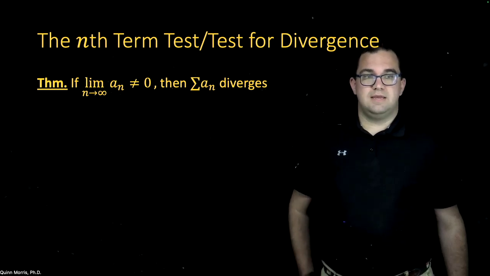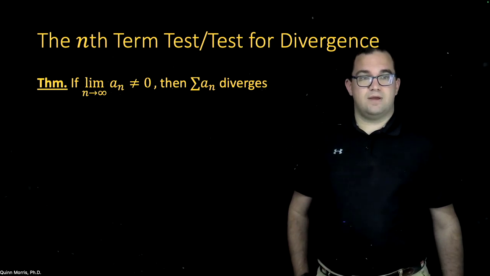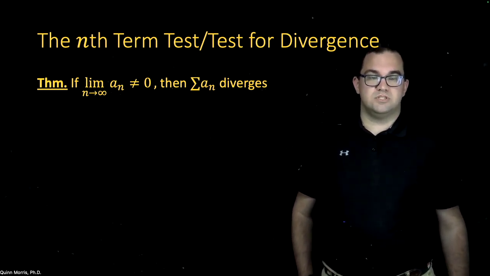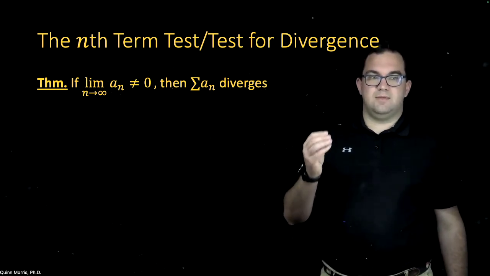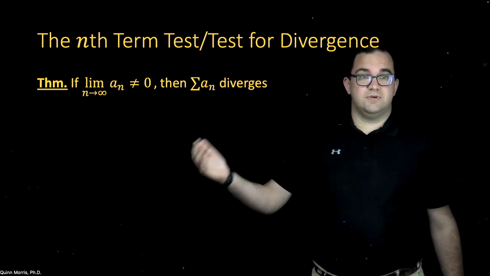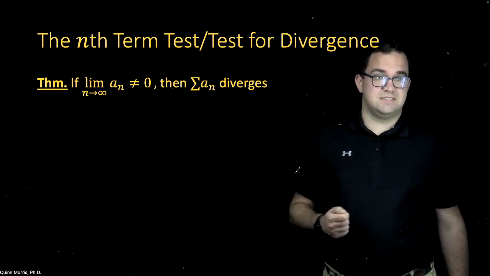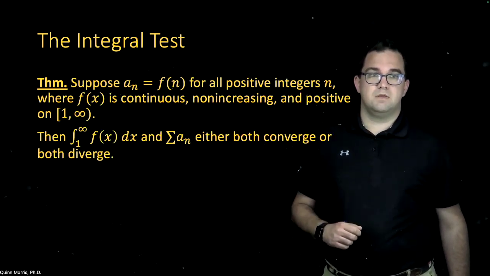We then learned the nth term test, or the test for divergence. That gave us a way of concluding that a series diverged if the limit of the terms was non-zero. So again, we could just look at a series. If the limit of the terms was not zero, then the series must diverge. But if the limit of the terms was zero, this test doesn't tell us anything. We can never conclude convergence from this test.